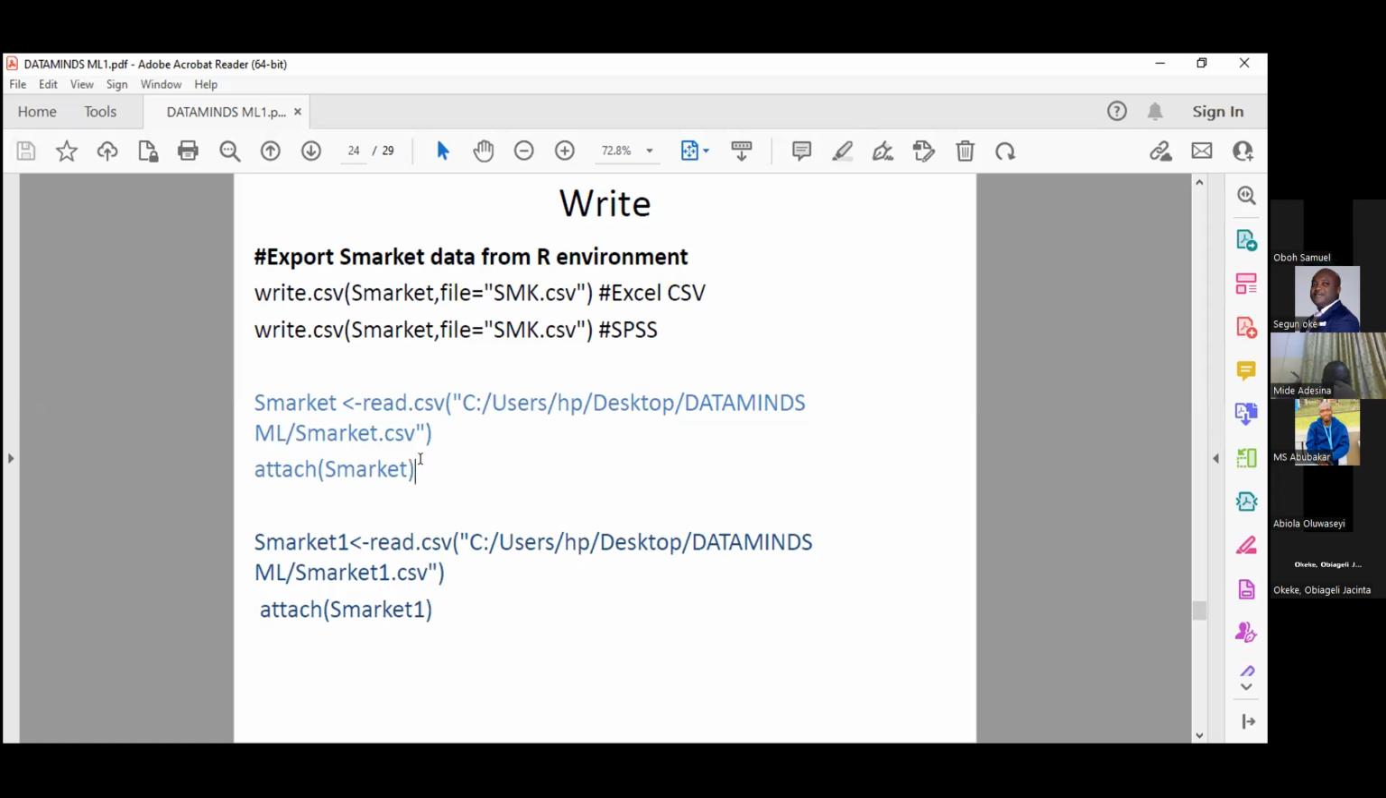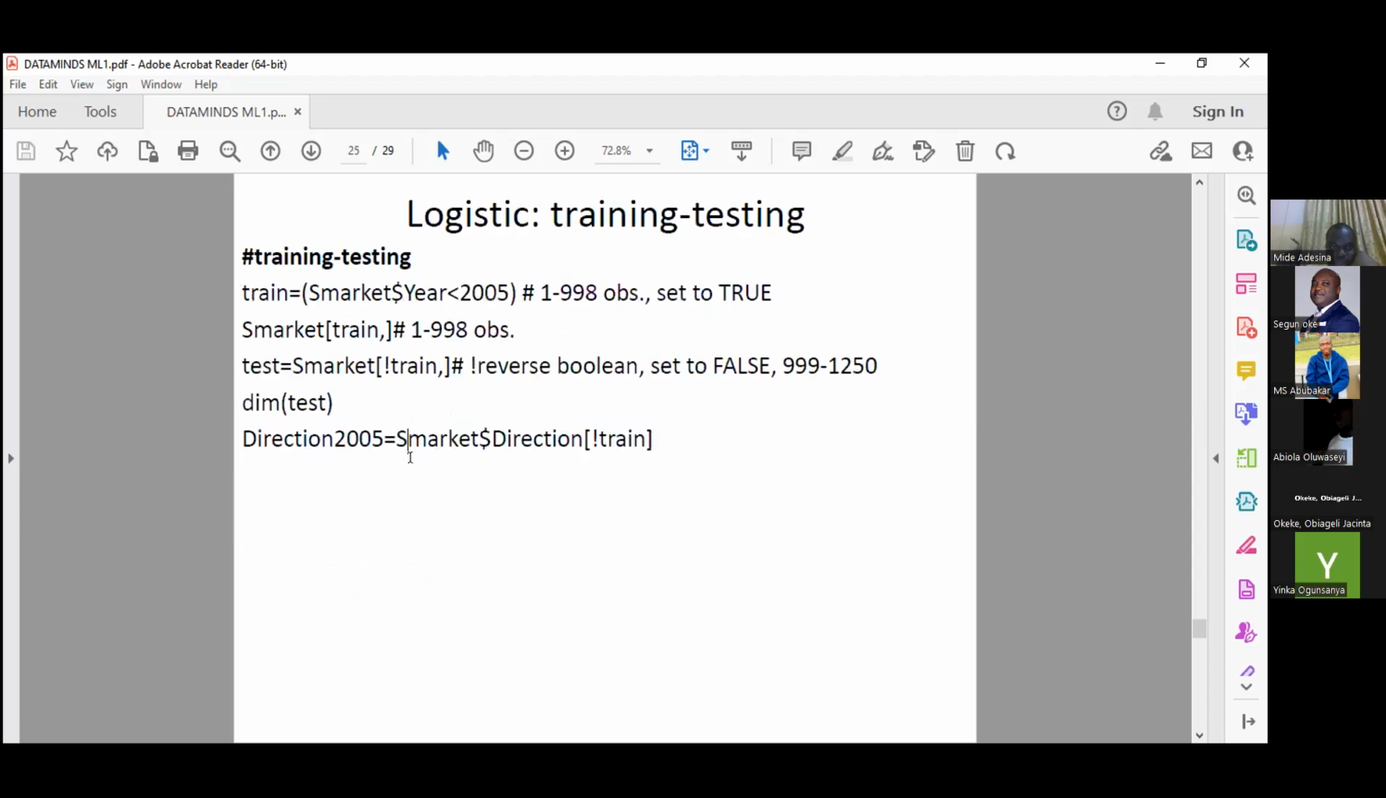And you can simply do that in Excel by using find and replace all. Anytime you see UP, you replace it with 1. Anywhere you see down, you replace it with 0. That's what I did, and I saved it as S market 1, so that when you get to where you will need the binary, you will not be denied. That is why I have the two variations.